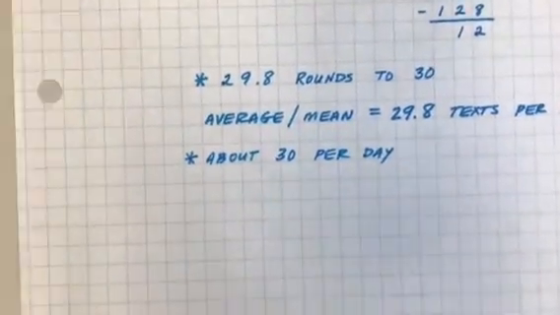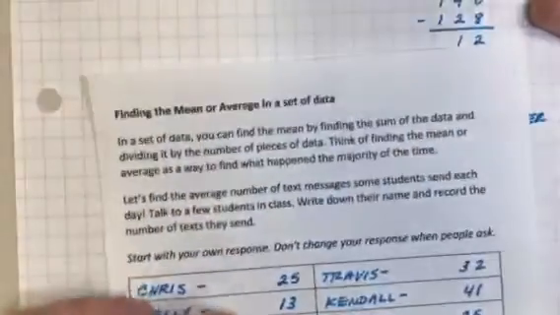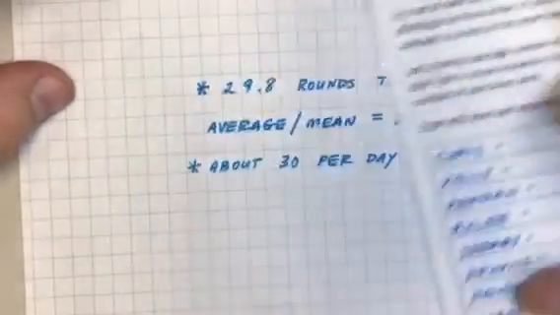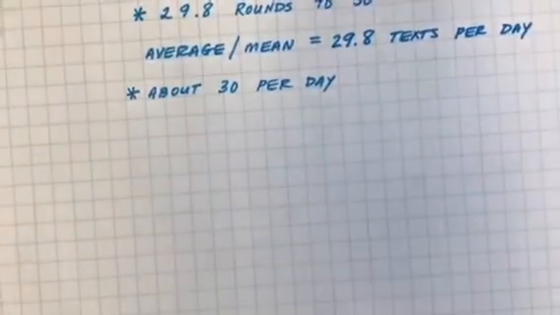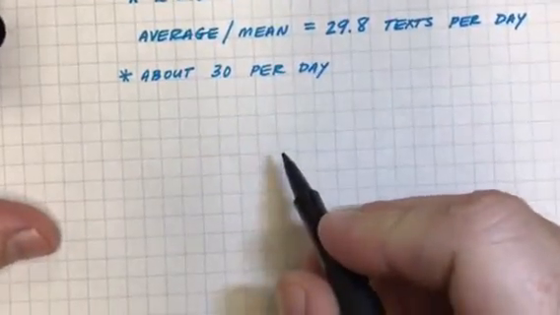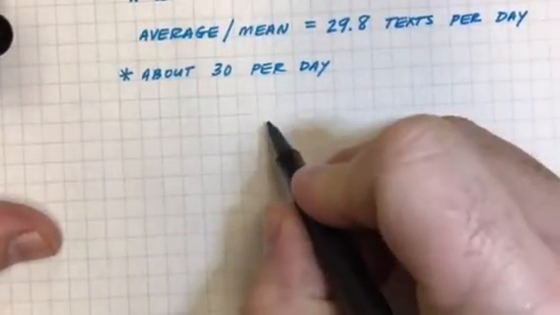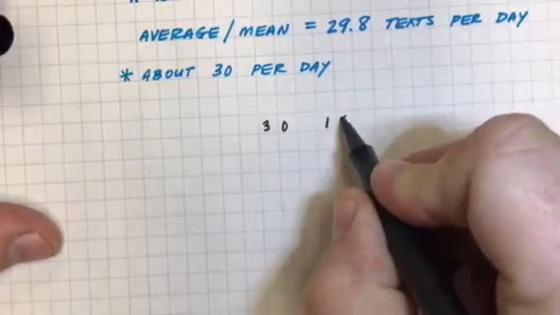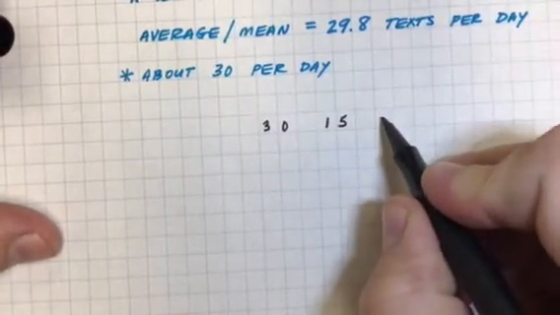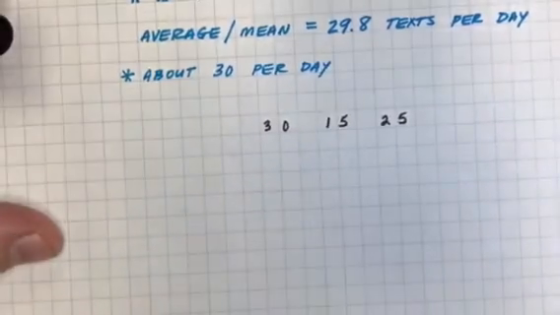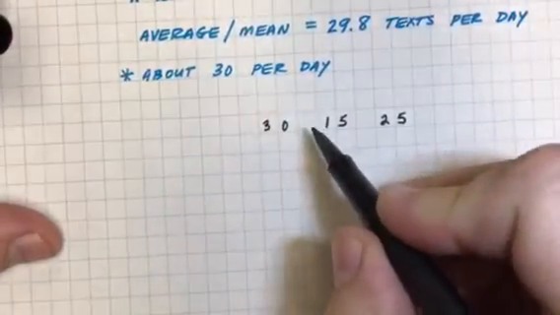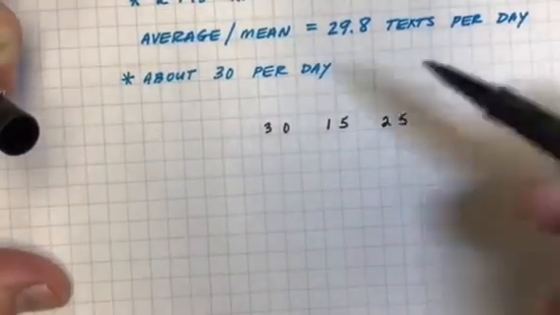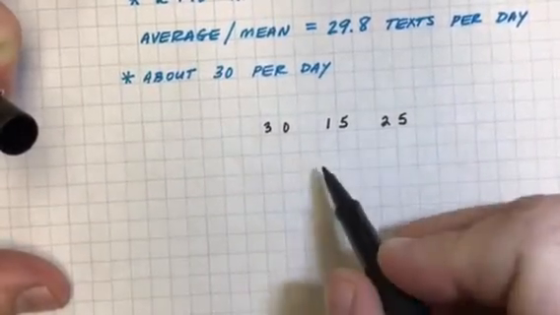So this can be used to find the average or the mean of any set of data. It's the same system over and over again. For example, a really easy example is if we just had three numbers. For example, if we had 30 and 15 and 25. If those were numbers in a data set, and they could be for anything. It could be the number of texts sent in a day. It could be anything that you want it to be.